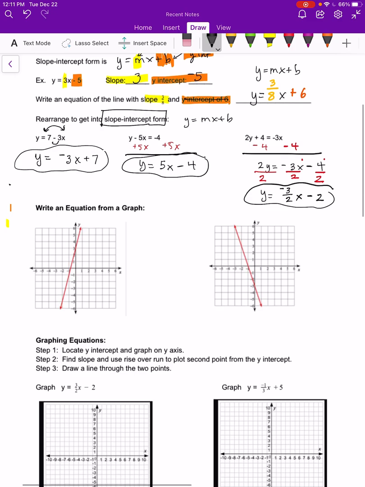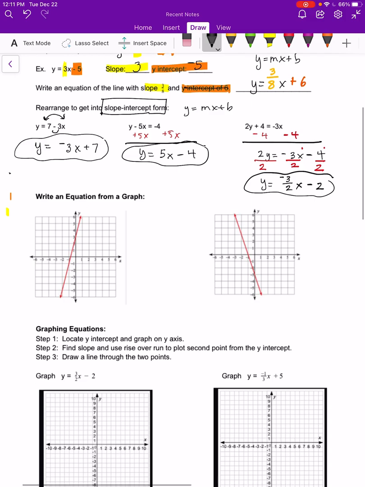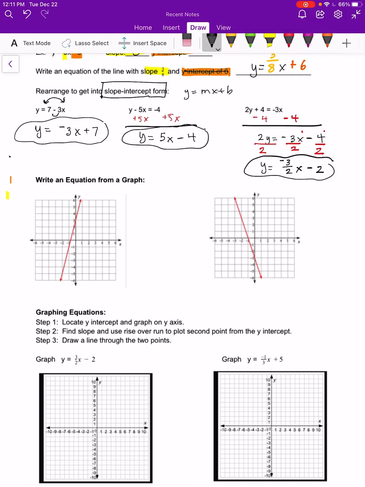Now, slope-intercept form has some advantages. And one of the greatest advantages of slope-intercept form is it's very easy to write an equation from a graph in slope-intercept form, and it's very easy to graph equations in slope-intercept form. So what you are looking for when you have an equation for a graph, you're looking for y equals mx plus b.